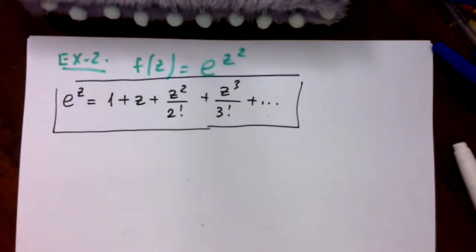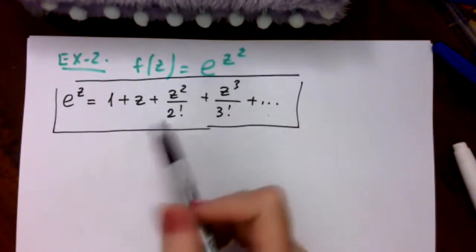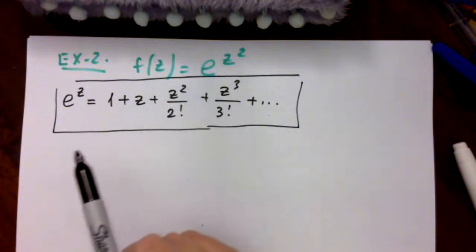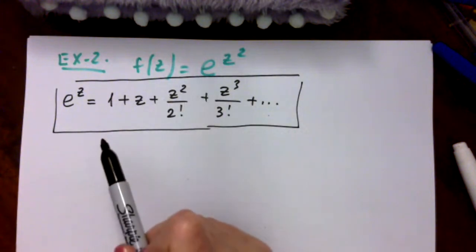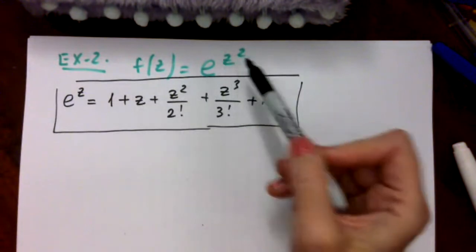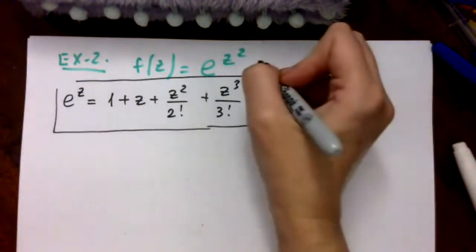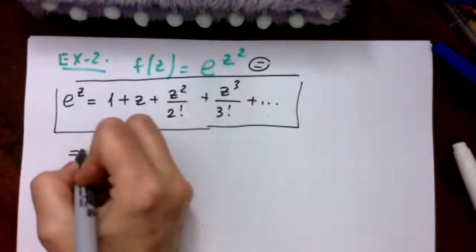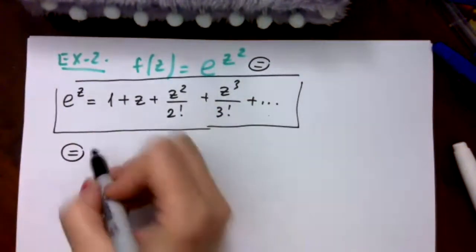And now we have another idea. We start thinking to ourselves, what if we just substitute z with z to the power of 2? Is it allowed to do so or not? Let's explore this topic. Let's just do it, and then we can discuss it.